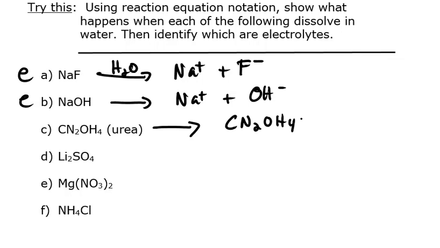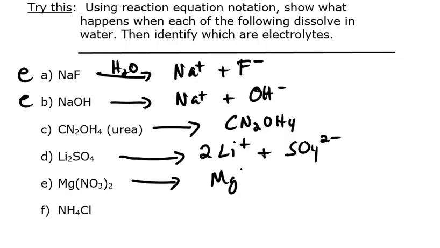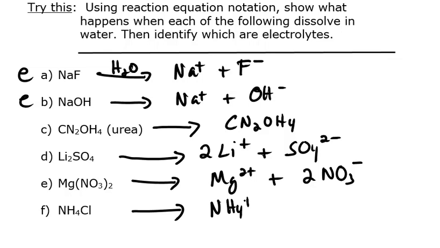There's no charged species. All right, how about lithium sulfate? Notice there's 2 lithiums there, so you get 2 Li pluses, and you get sulfate, 2 minus. Magnesium nitrate forms magnesium 2 plus, and 2 nitrate groups. And finally, ammonium chloride, that is all nonmetals, but you should recognize NH4 as the ammonium polyatomic ion, so that makes NH4 plus and Cl minus.